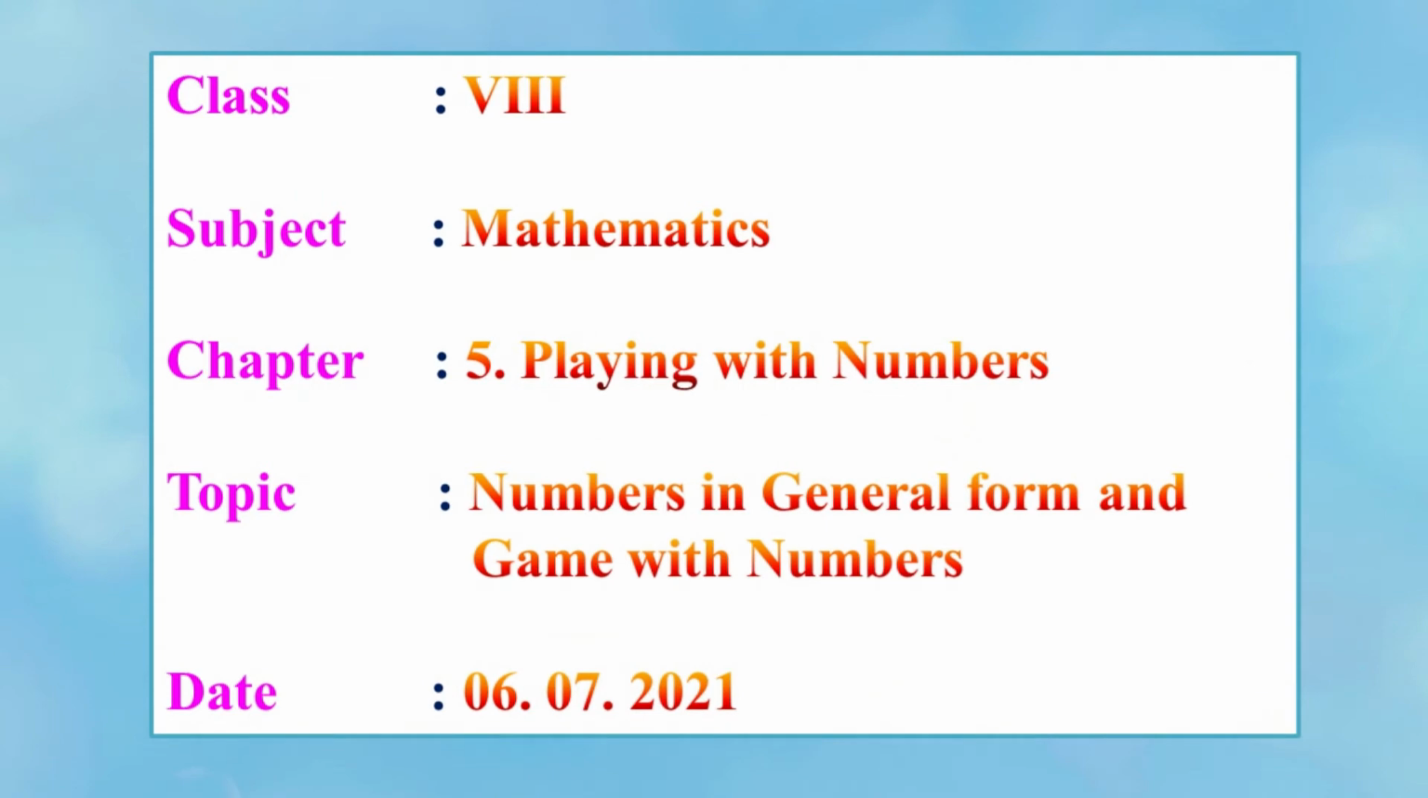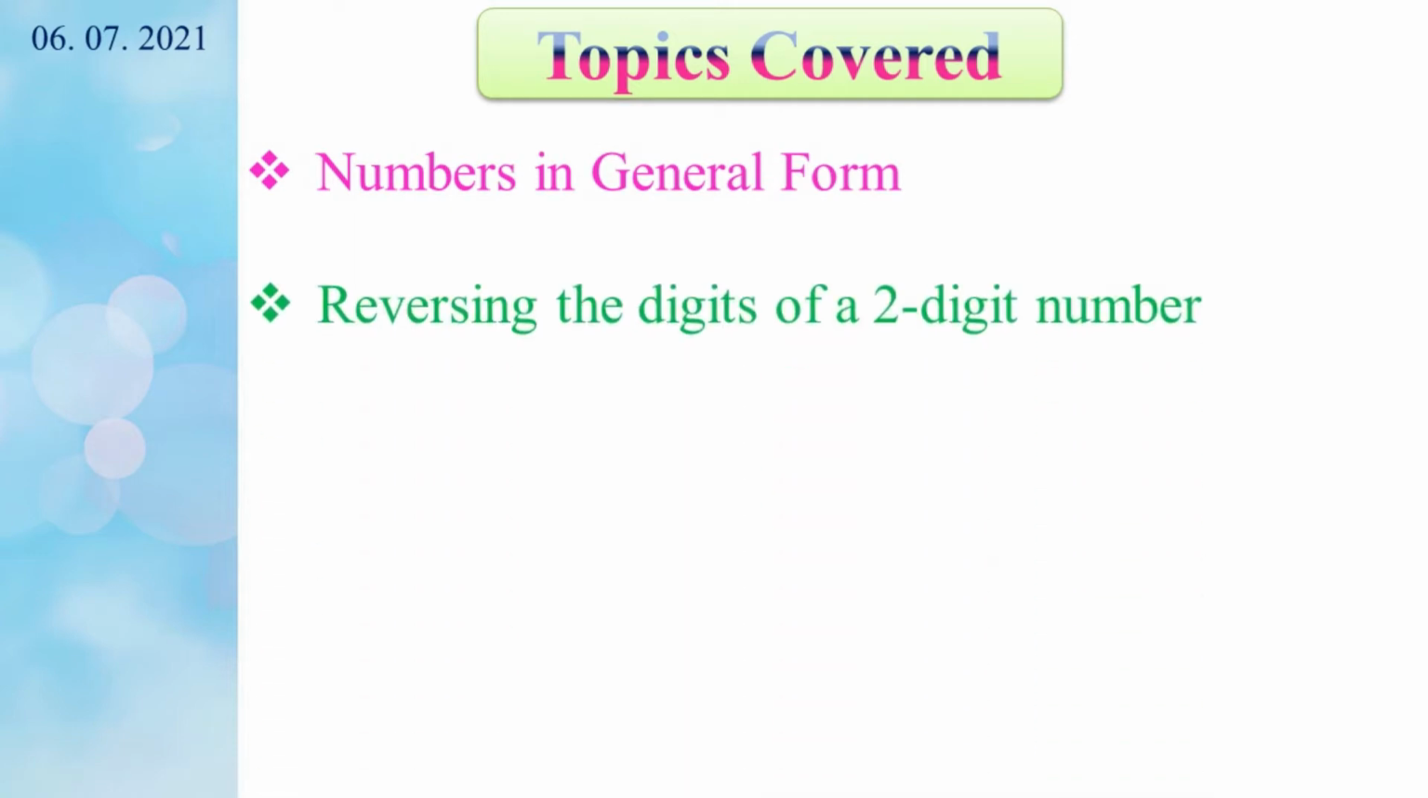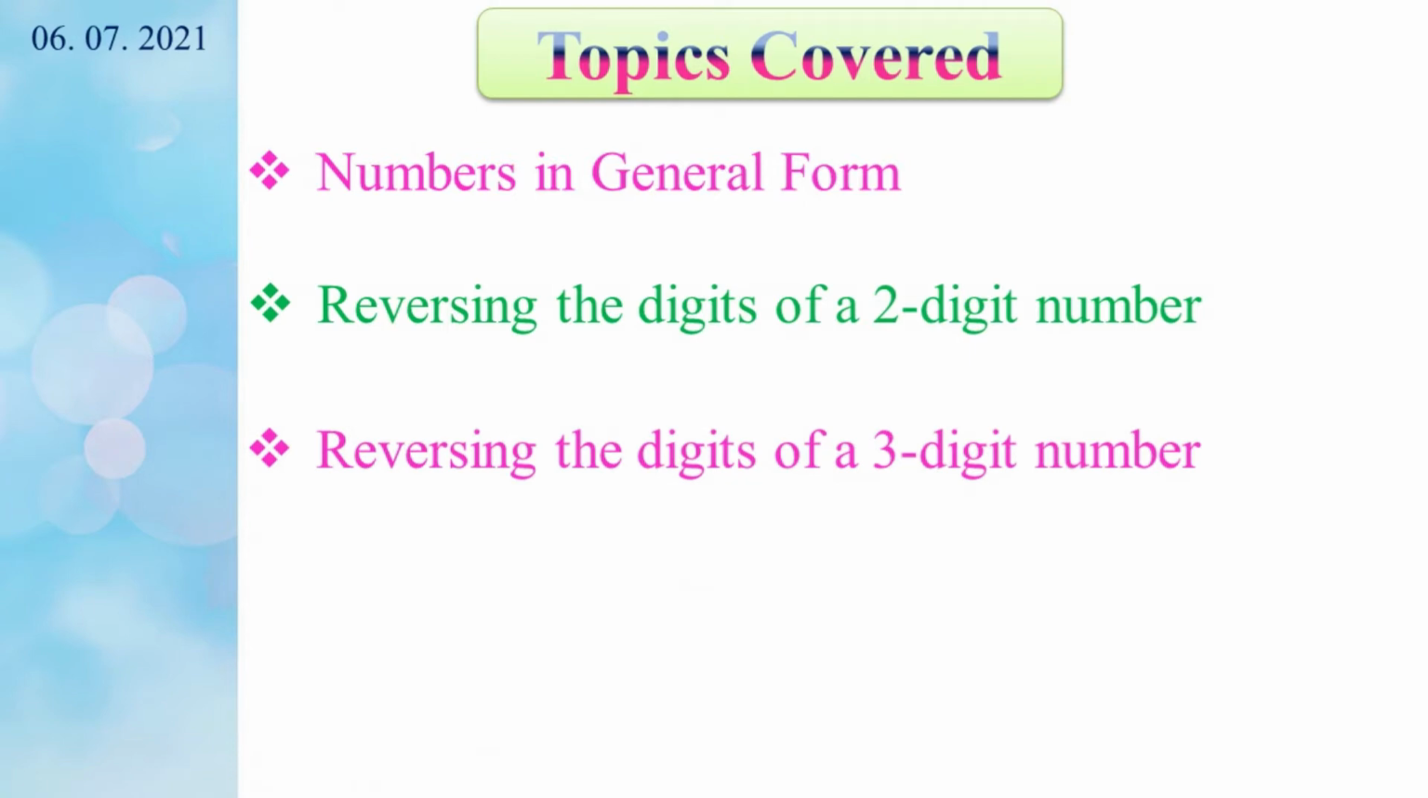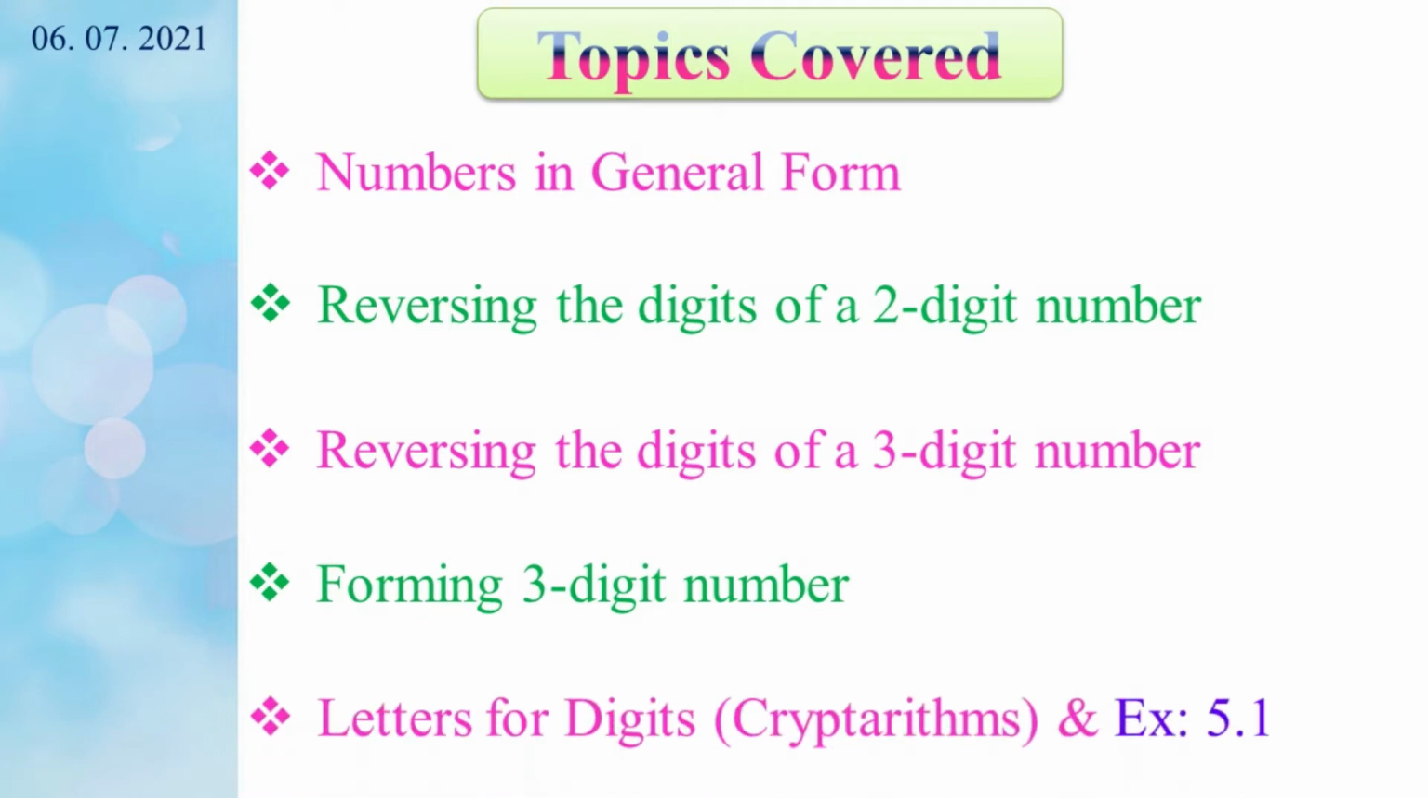Today we will learn 8th standard mathematics, chapter 5, Playing with Numbers. Topic: numbers in general form and games with numbers. In this video we are going to cover the topics: numbers in general form, reversing the digits of a 2-digit number, reversing the digits of a 3-digit number, forming 3-digit numbers, letters for digits, cryptarithms, and exercise 5.1.